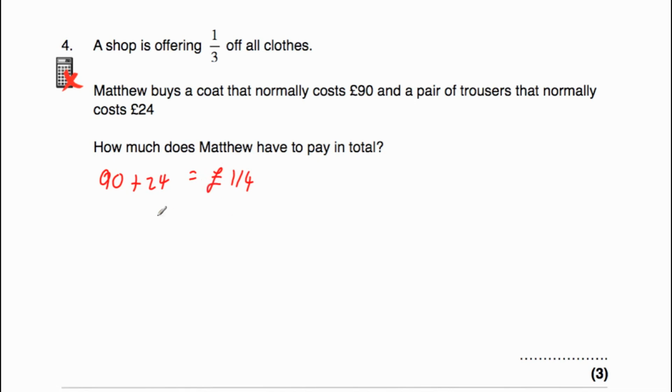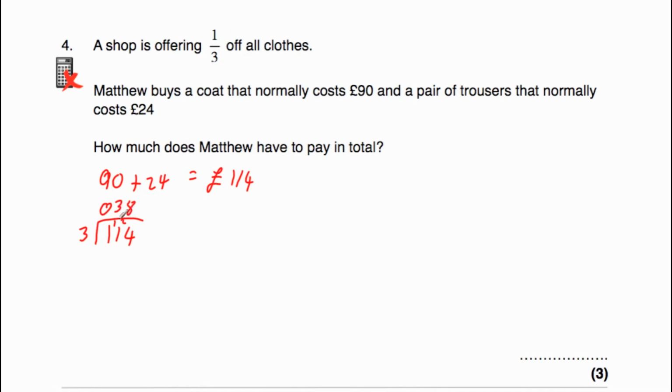So if Matthew was to buy both items when there's no sale, the price would be £114. Now I'm going to take my 114 and divide it by 3 because I want to work out a third of it. So 3 into 1 doesn't go, so that's 0, remainder 1. 3 into 11 goes 3 times, remainder 2. And 3 into 24 goes 8 times. So a third off the price is £38.